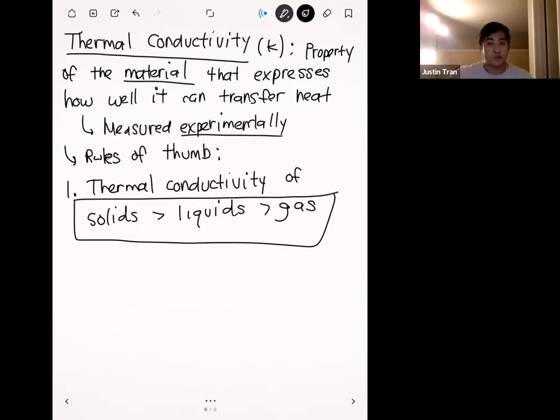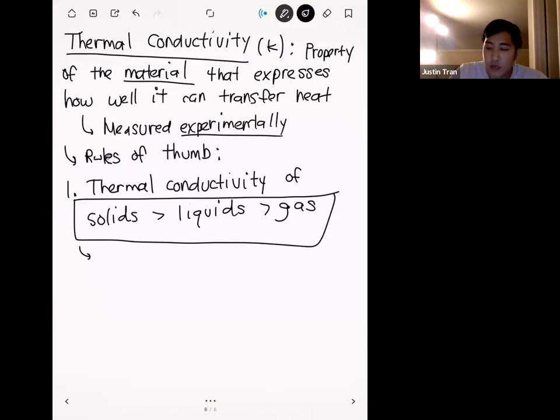Okay. And so a solid is going to be much better at transporting heat than a liquid, which is going to be much better than a gas, assuming all of these are stationary, right? Because remember, as soon as you have a moving fluid, a moving liquid or a moving gas, then you have convection that you also have to take into account. But for a strictly stationary material, solids are going to be better than liquids, which are going to be better than gases.